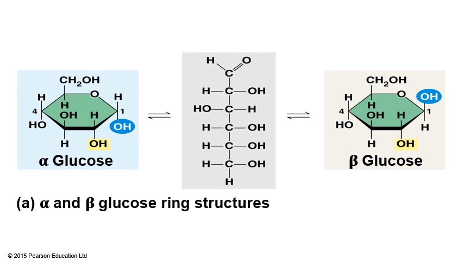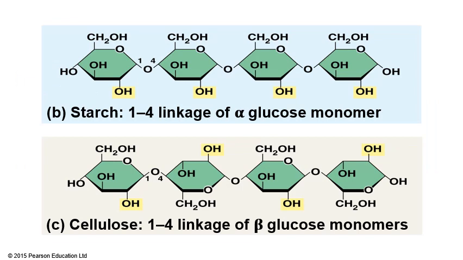So that's actually alpha and beta glucose. They have a little bit different structure. They have a mirror image difference. So that's the alpha glucose and beta glucose difference. The pictures show you more precisely the starch molecule with 1,4 linkage of alpha glucose monomer. They are all the same position, same structure. They connected like this.